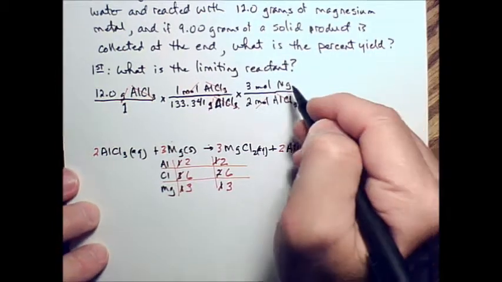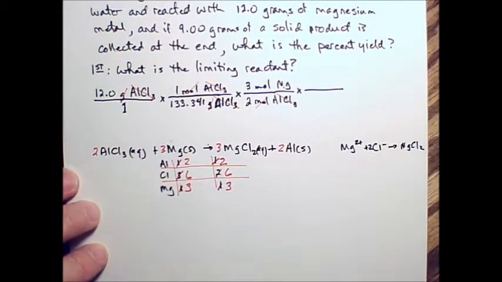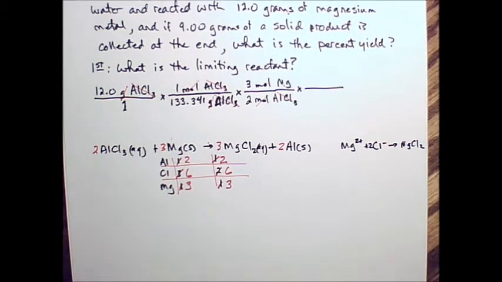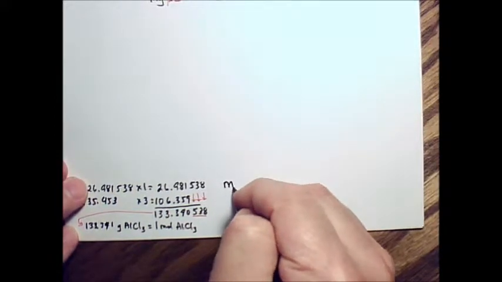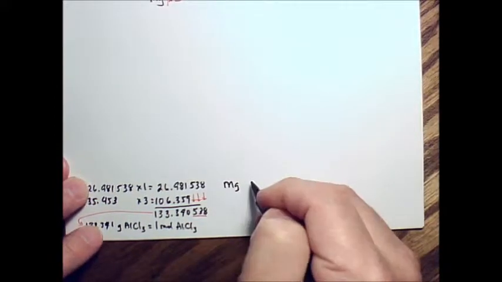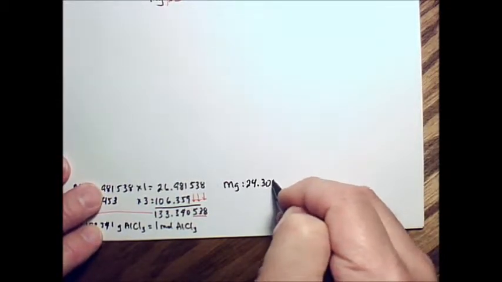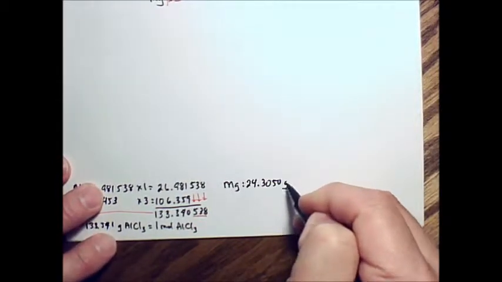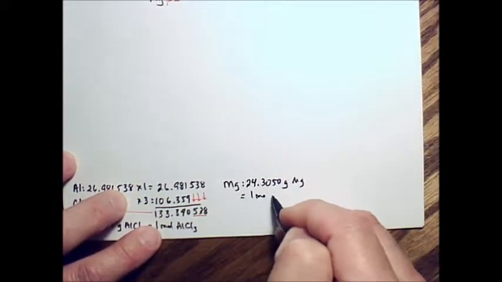Okay, so now that we've got 3 moles of magnesium, we can convert the magnesium into grams, but we need a molar mass calculation for that. This is pretty simple because all we have is one species, magnesium. So down here at the bottom where I'm listing my atomic masses, I'm going to write magnesium here, and its atomic mass is 24.3050 grams of magnesium equals 1 mole of magnesium.